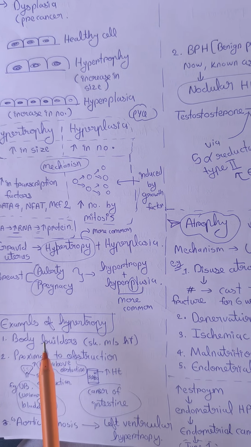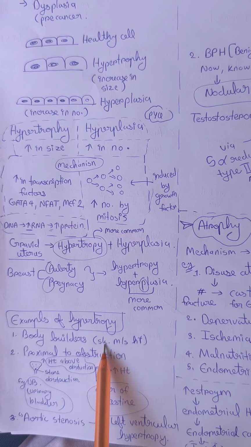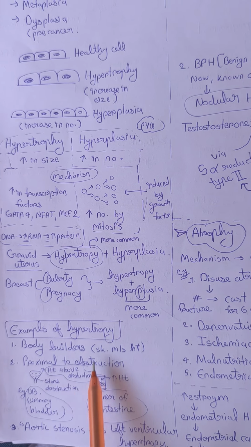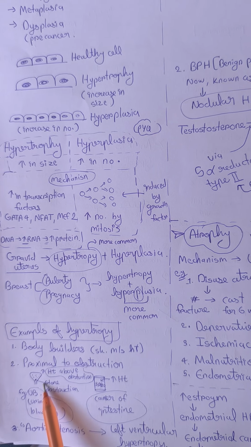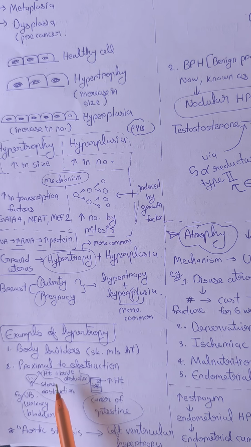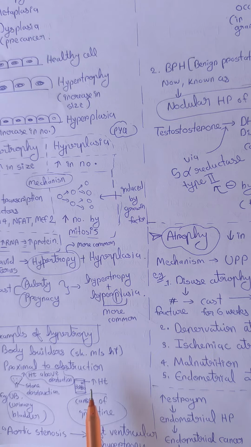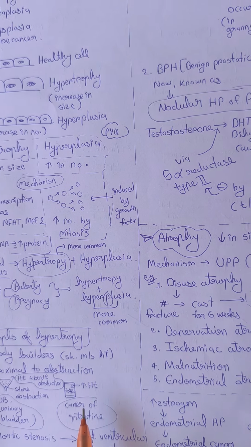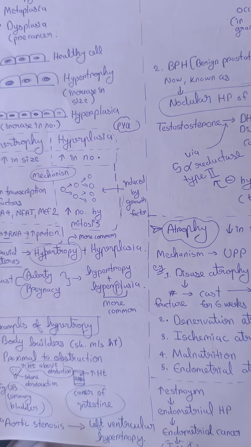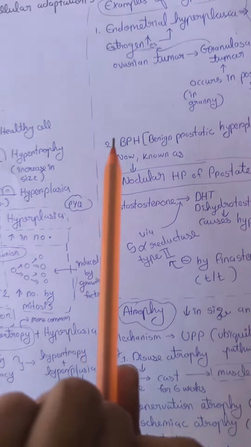Now examples of hypertrophy. First, in bodybuilders there is hypertrophy of skeletal muscle. Then in case of obstruction, like urinary bladder obstruction due to a stone, there is hypertrophy of the tissue proximal to the obstruction, and also in case of cancer of the intestine there is hypertrophy proximal to the level of the tumor. In case of aortic stenosis, there is left ventricular hypertrophy.